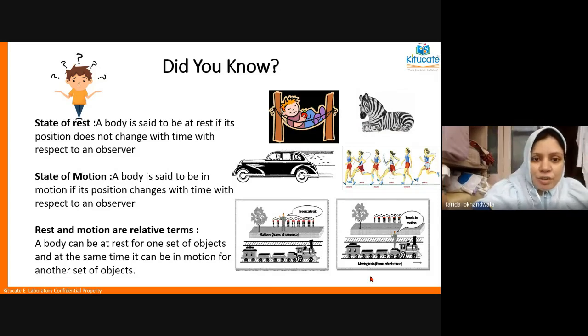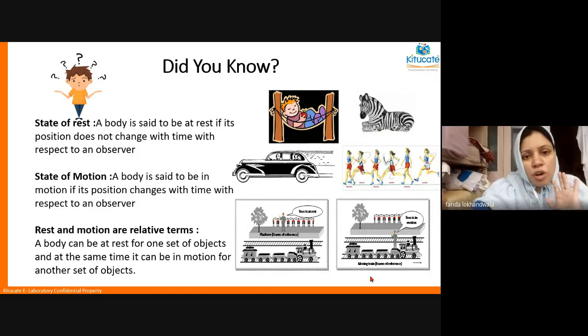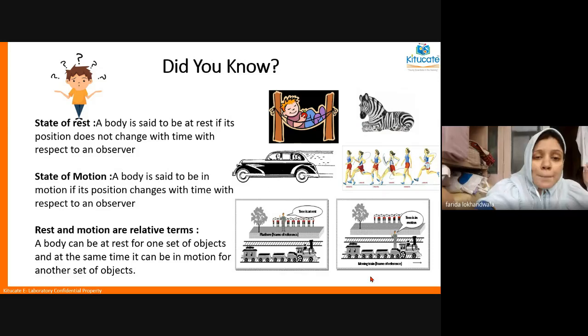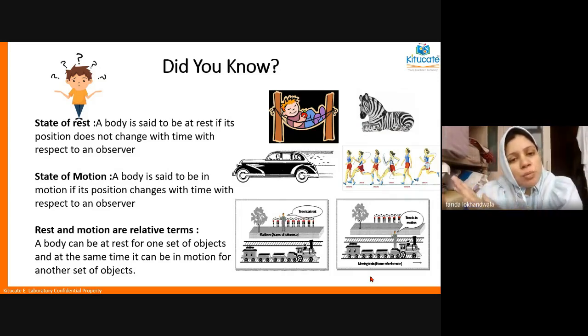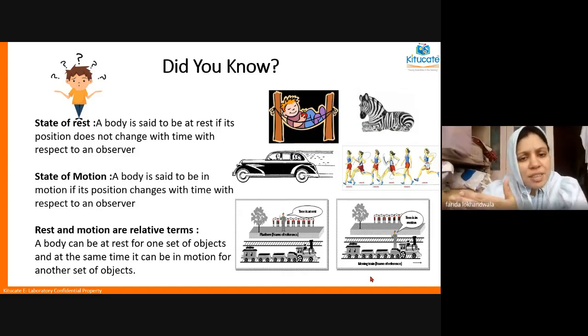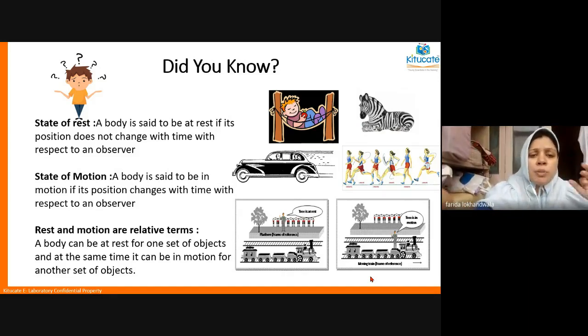So when you talk about those laws of motion, you come across these terms: state of rest, state of motion. Rest and motion are always relative. That is why it is very, very important for us to get this concept cleared out. Rest is when something is not moving at all, motion is when something is moving. But they both are always relative, meaning they are according to an observer. For one set of observers, something could be at rest, and for the other set of observers, it could be in motion.